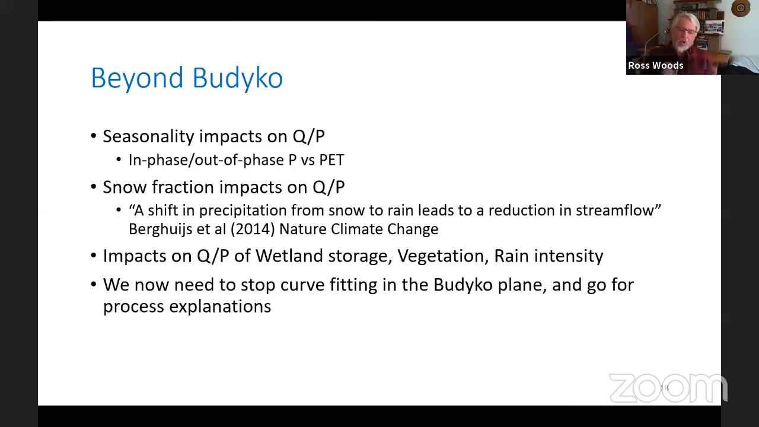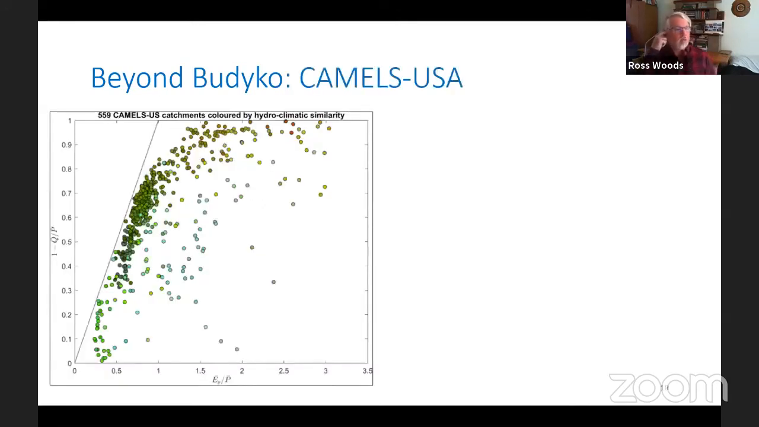I think the main point that I'd like to make in all of this is that there's a tendency in research at the moment to plot data points in this Budyko plane, aridity versus evaporative fraction, and to fit curves to those points. And I'd really encourage anyone who's interested in this field to start thinking about process explanations for why points plot in different places on this field.